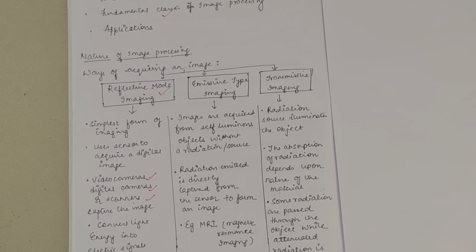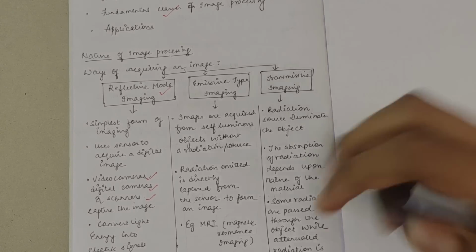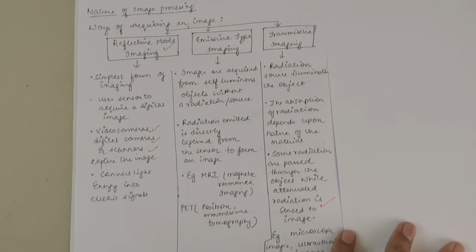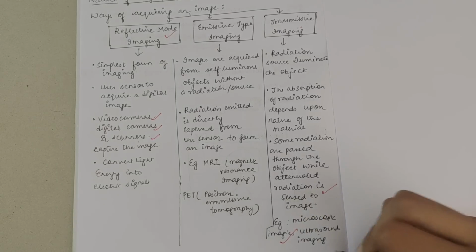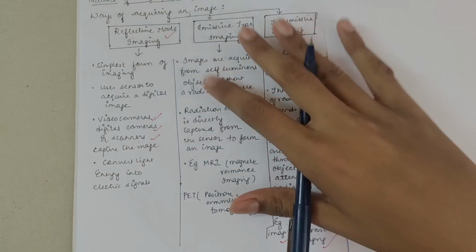Last, we have transmissive imaging. A radiation source illuminates the object. Then the absorption of radiation depends upon the nature of the material you choose. The radiation can pass entirely through the object, or it can be attenuated, so some radiation might remain attenuated. Examples of this transmissive type of imaging are microscopic imaging or ultrasonic imaging. So this was all about the different methods of acquiring an image.